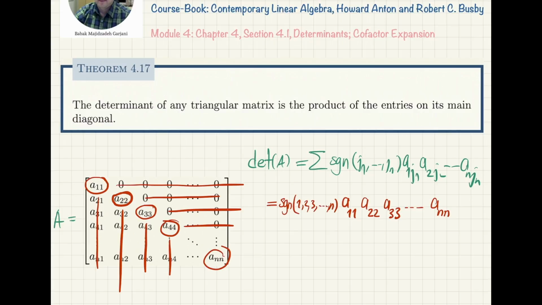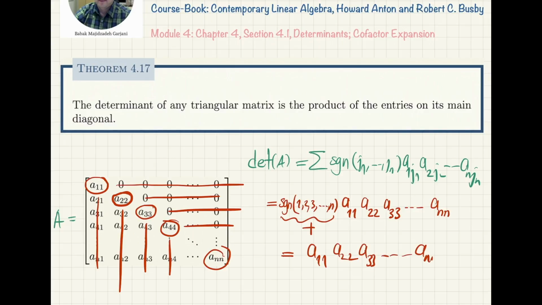But what is this sign? It's very simple. It's the number of transpositions that I need to put this back in the natural order, but this is already in the natural order. So it means that I don't need to do anything at all. So the number of transpositions needed is 0. 0 is an even number, so this means that this permutation is even, so this is positive. So then it becomes positive, and I don't need to write that positive one, so it becomes A11, A22, A33 up to ANN.